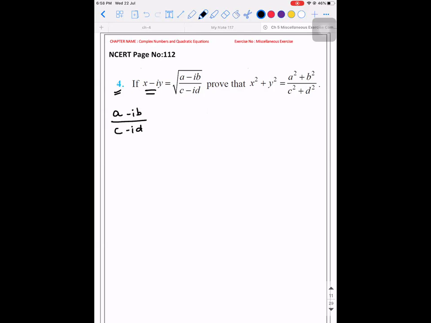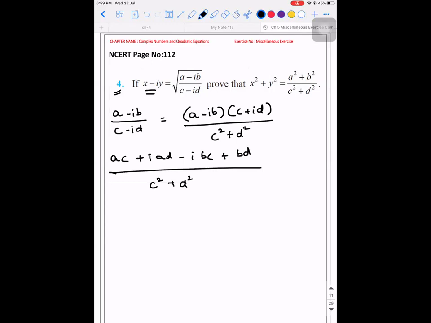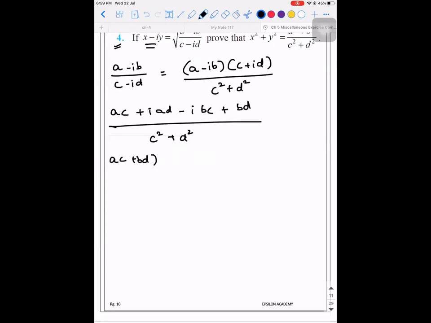So a minus ib divided by c minus id can be written as a minus ib into c plus id divided by c square plus d square. So this will be ac plus i into ad minus i into bc plus bd, the whole divided by c square plus d square. Okay, this will be ac plus bd plus i into ad minus bc, the whole divided by c square plus d square. Are you guys clear with this? Yes, sir. So this will be equal to x minus iy. So what is the value of x?